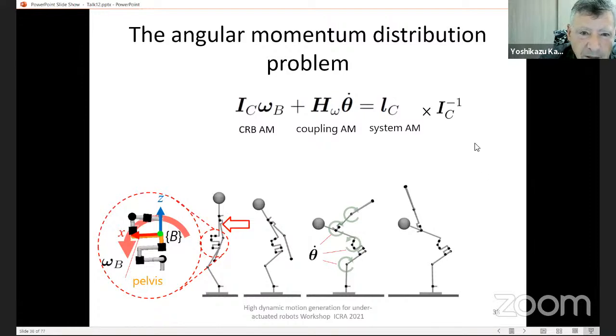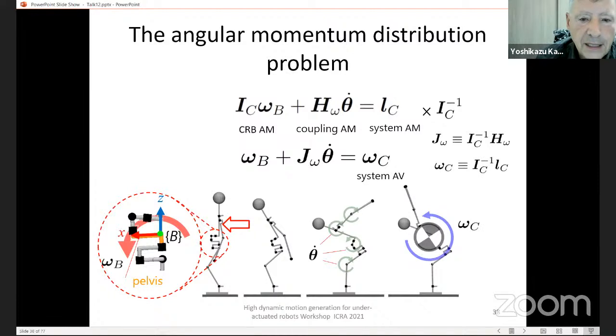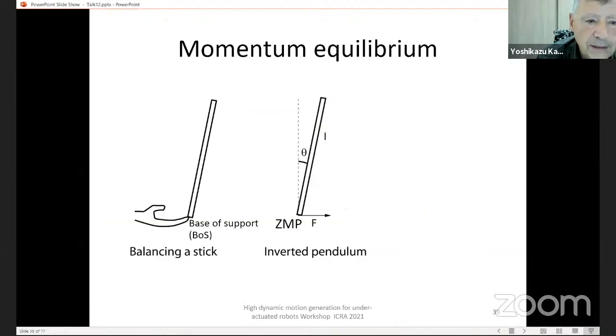I can simplify and rewrite this angular momentum equation in terms of angular velocity. So I use it like this by defining j omega. So I use the inverse of the CRB tensor. It's always positive definite. And I define the omega c system angular velocity. Okay, so these are equal equations, but it's a little bit easier to understand. So I have a CRB angular velocity component and a coupling angular velocity component as the 2 components.